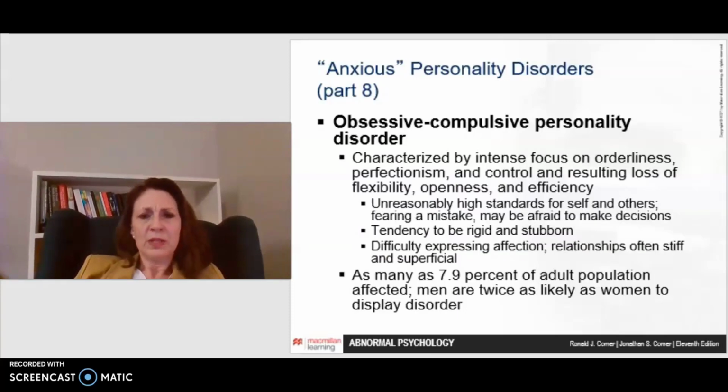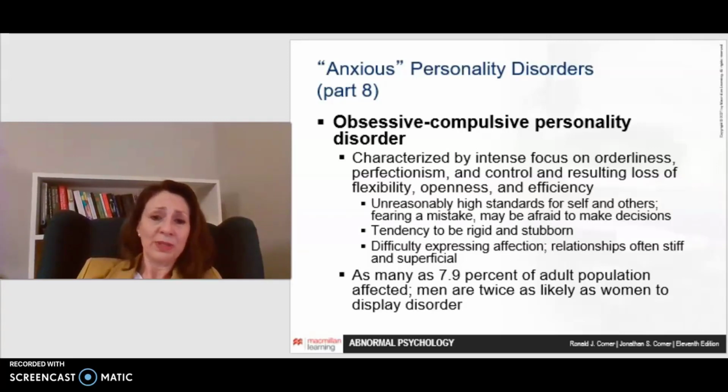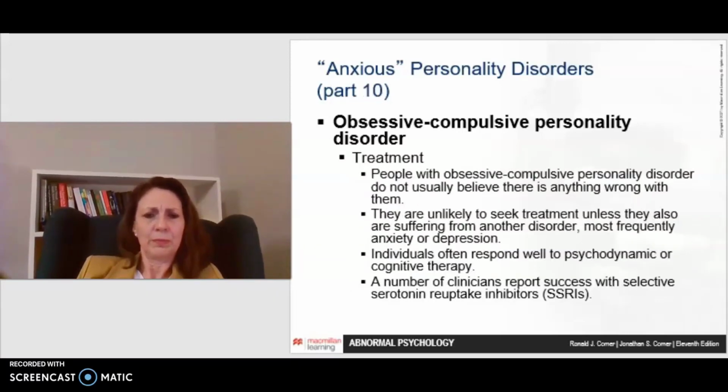And last but not least, obsessive-compulsive personality disorder is characterized by intense focus on orderliness, perfectionism, and control, and the resulting loss of flexibility, openness, and efficiency. There are unreasonably high standards for oneself and others, fearing mistakes. These people may be afraid to make decisions because of that. There's a tendency to be rigid and stubborn, difficulty expressing affection, and so relationships are often stiff and superficial. As many as 7.9% of the adult population is affected. Men are twice as likely as women.